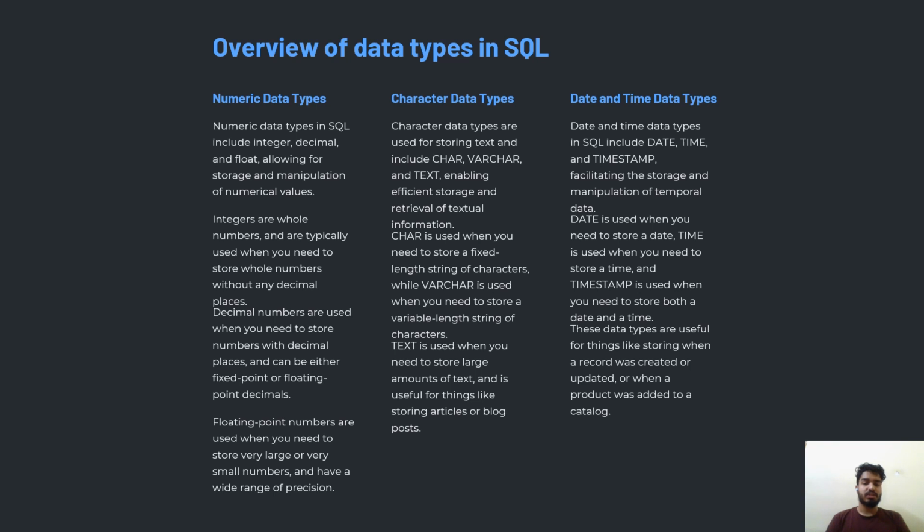Decimal numbers are used when you need to store numbers with decimal places and can be either fixed point or floating point decimals. Floating point numbers are used when you need to store very large or very small numbers and have a wide range of precision. Character data types. Character data types are used for storing text and include char, varchar, and text, enabling efficient storage and retrieval of textual information.